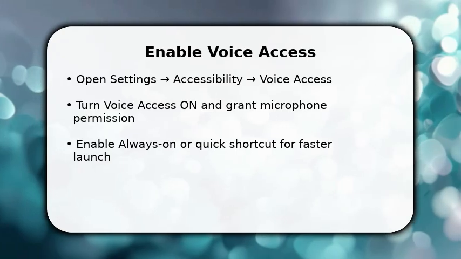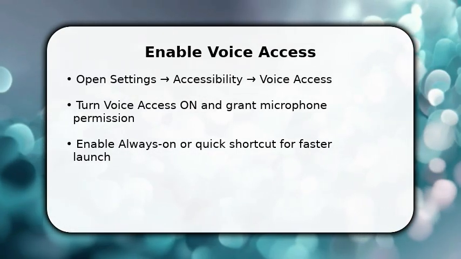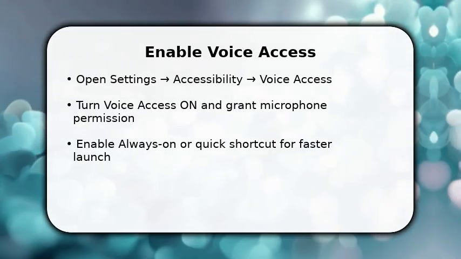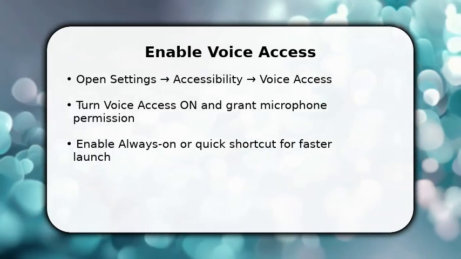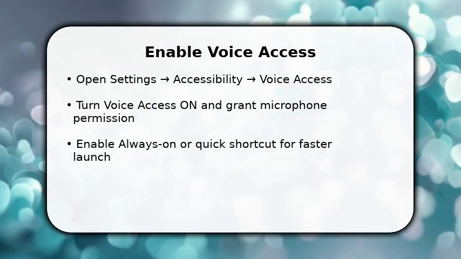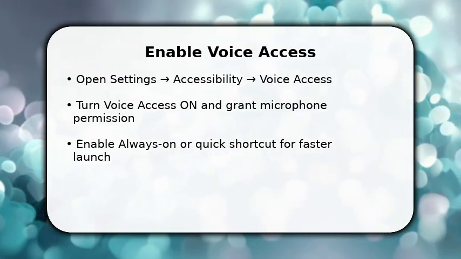You'll start by enabling voice access so your device listens and responds. Open Settings, go to Accessibility, then tap Voice Access, turn it on and allow microphone access. Once done, set the activation method, choose Always On, or assign a quick shortcut like pressing power or a hardware key. Make sure language and region match your speech.